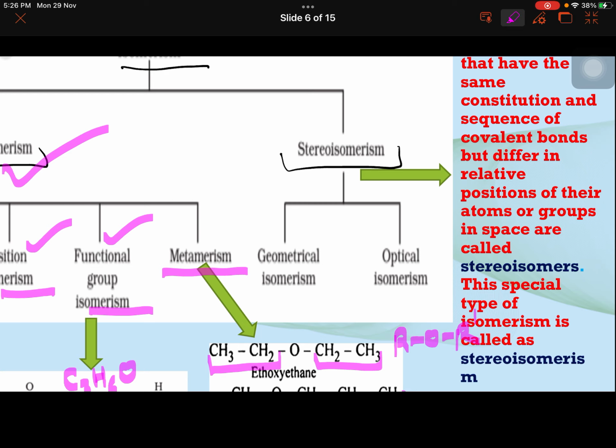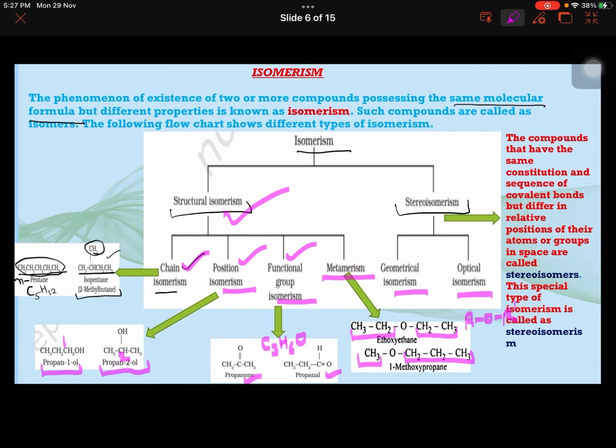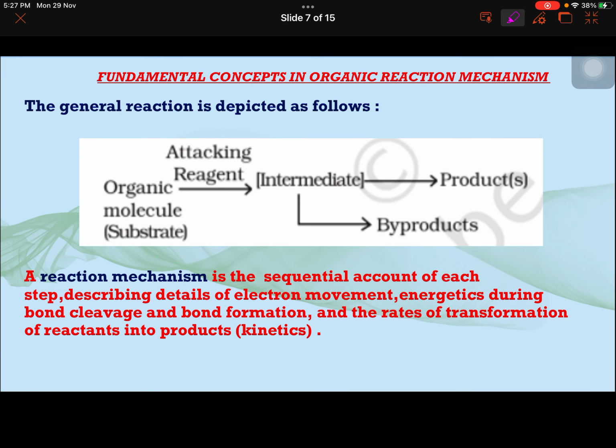Stereoisomerism is basically, the term stereo is related to space. Whenever you have different relative positions of the atoms or groups attached to the central atom, different orientations in space, 3D, they are called stereoisomers. This is called stereoisomerism, which is of two types, geometrical and optical, which will be discussed in detail in class 12th. Geometrical isomerism is also discussed in the next chapter for alkenes. So we will discuss that there. This was in general about isomers.